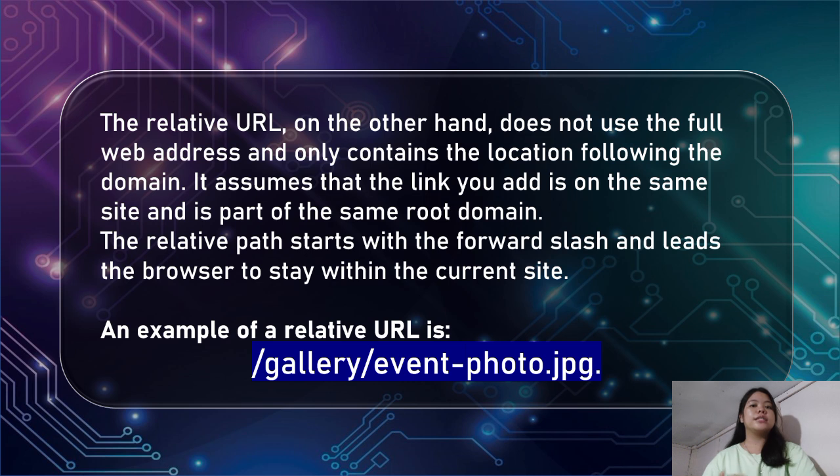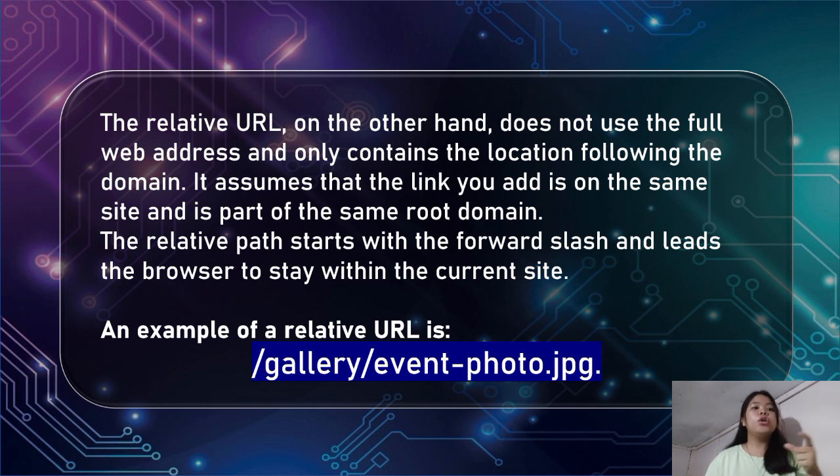So now let's discuss the relative URL. A relative URL provides a link to a resource in relation to the current page's URL. It's like giving someone directions based on where they currently are instead of giving them the whole address. For example, imagine you have a school website with the URL https://www.schoolwebsite.com, and in that website you have a page about events located at https://www.schoolwebsite.com/events.